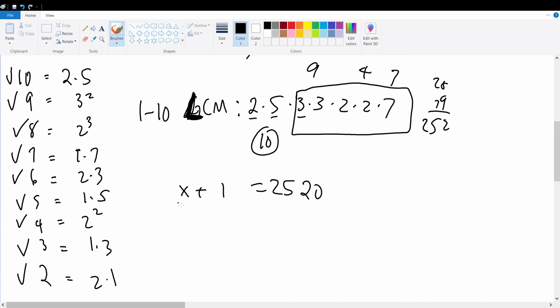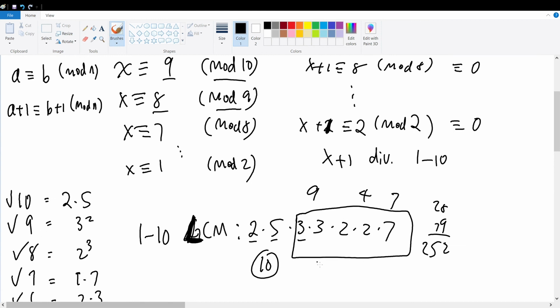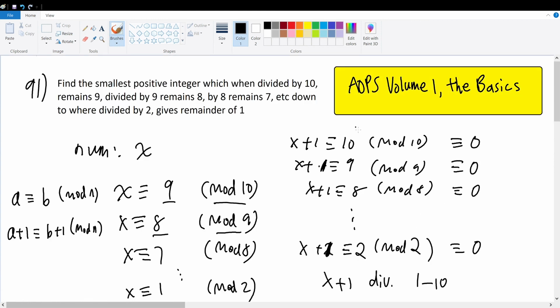Because remember, x plus 1 must be divisible by all 10 numbers. And the least common multiple of these 10 numbers is 2,520, meaning that x plus 1 must be divisible by 2,520, meaning x must be equal to 2,519, which is the solution to our question. And you see how elegant and simple this solution is. And the reason why, if you still do not understand this, is because of this statement right here. This statement is what helped me derive this answer.